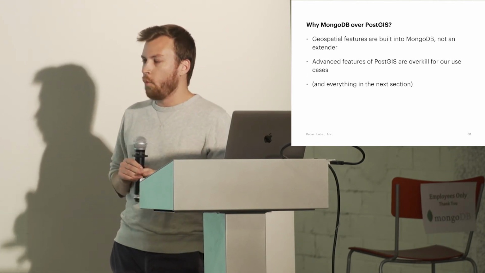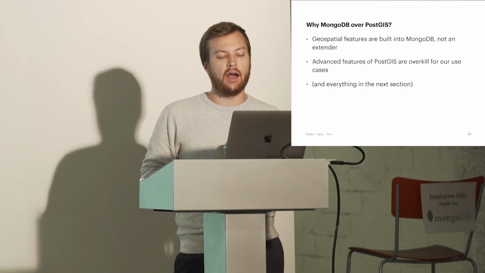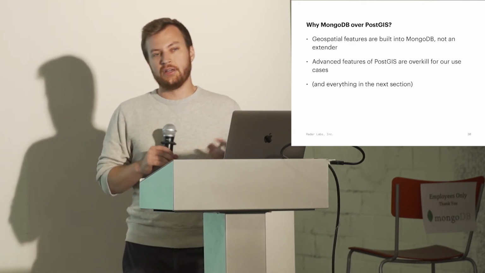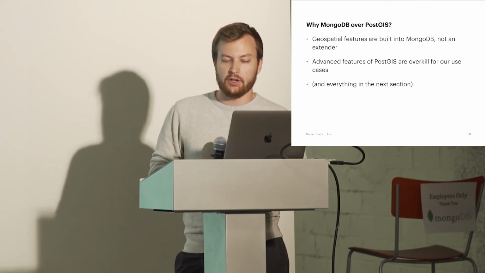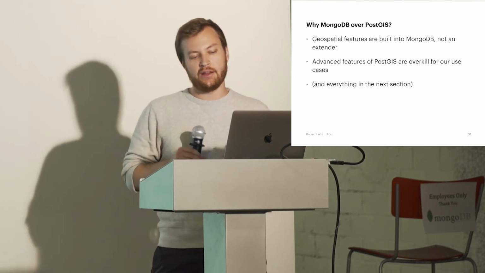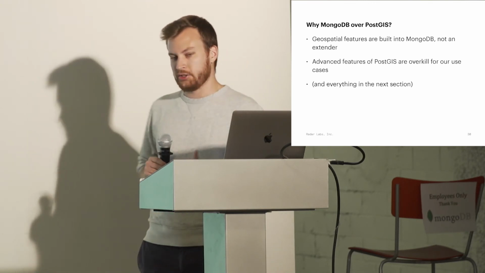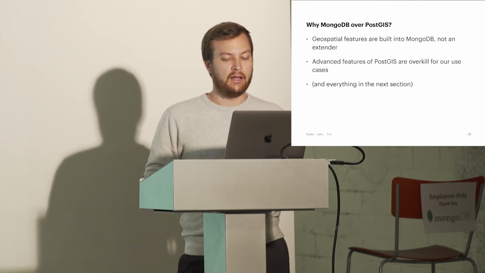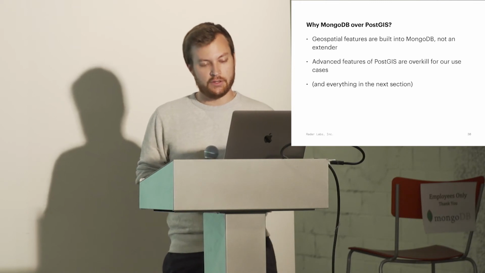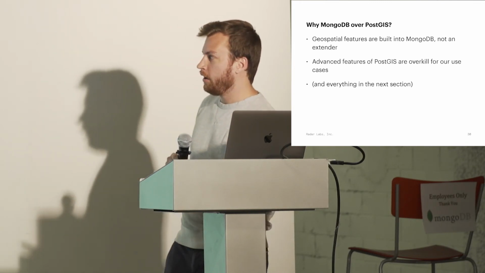Want to just briefly touch on why MongoDB over PostGIS. For those of you who know PostGIS or who don't know, it's basically an extender on top of Postgres that adds geospatial features. We like the fact that geospatial features are built into MongoDB. It's not an extender. It's a core part of what Mongo does and what Mongo is. A lot of the advanced features of PostGIS are overkill for our use cases, and I think for most modern applications, the stuff that I highlighted in the previous few slides gives us what we need. It's really natural. It's easy to use. It's very expressive. And there's these two reasons.